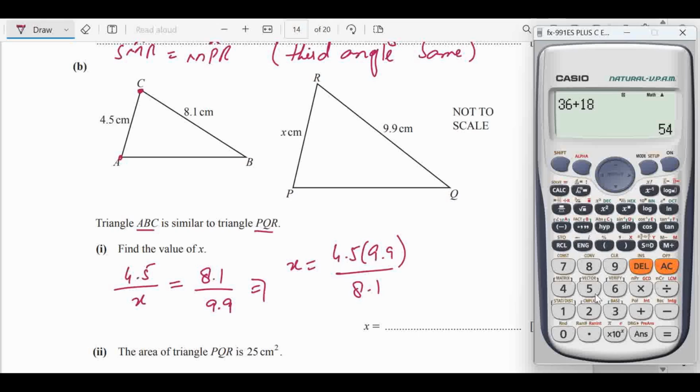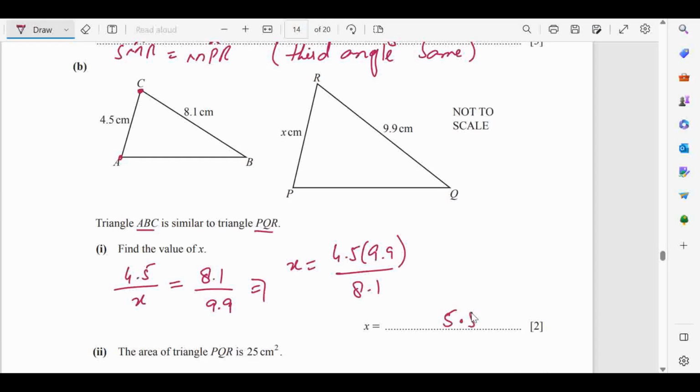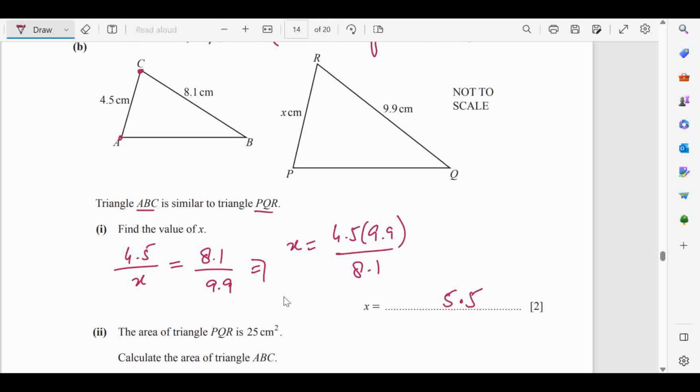So we can use the calculator: 4.5 multiplied by 9.9 divided by 8.1. This will be equal to 5.5. So x will be equal to 5.5. Let's move to the second part: the area of PQR is 25. Calculate the area of ABC.